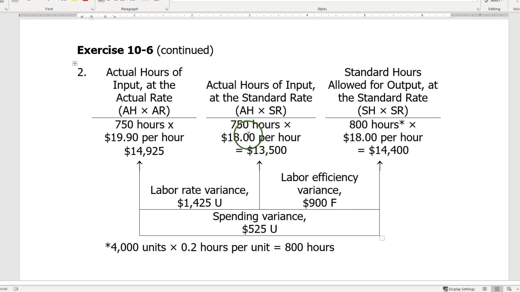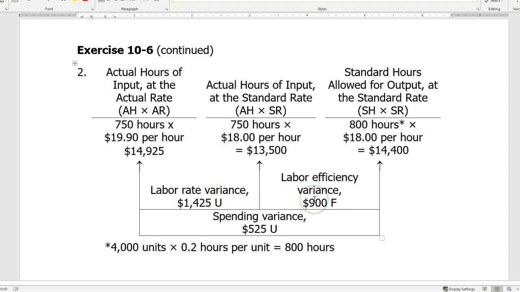So we take this total, 750 times 18, 13,500 again. Subtract it from this amount. The standard hours we should have used based on our actual output, 800, times $18 per hour. We use the standard hourly rate in each of these columns here. So the amount here is higher. It's favorable, again, because we used fewer hours than we were required to according to the standard. So one is unfavorable, the rate variance, the other one favorable, the efficiency variance.